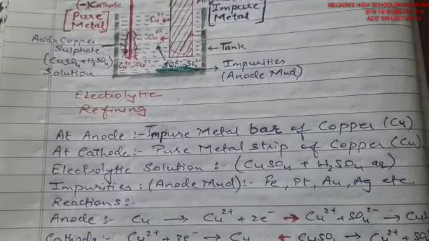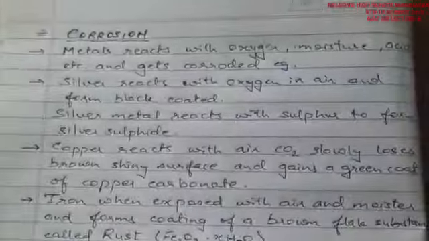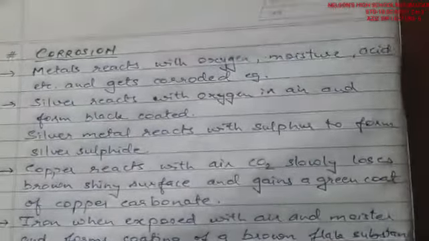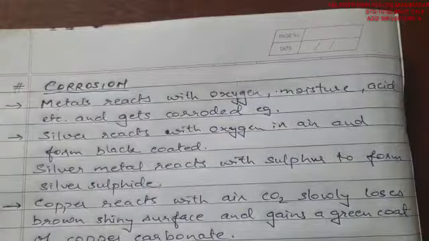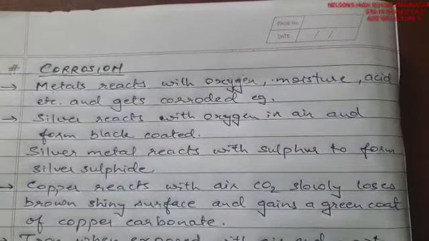Fine, but we have to take the electrolytic solution of that particular substance. The next topic that we are going to take here is corrosion. In corrosion, the metal reacts with oxygen, moisture and acid. The 3 of the formations are there basically. Now in corrosion, metal reacts with oxygen, moisture and acid, etc., and gets corroded, right? So it gets corroded here.